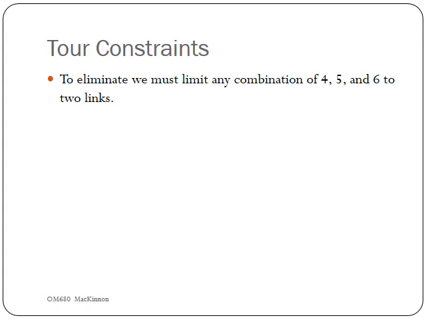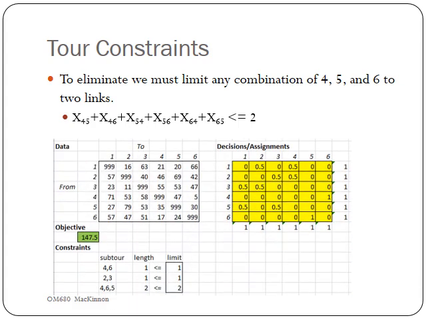So we will do it again. We will say that x of 4,5 plus 4,6 plus 5,4 plus 5,6 plus 6,4 plus 6,5 is less than or equal to 2. It gets a little bit tedious, but we have to eliminate these subtours in order to come up with an optimal solution. And so here is our solution. Our objective is 147.5. We've eliminated all of our subtours.